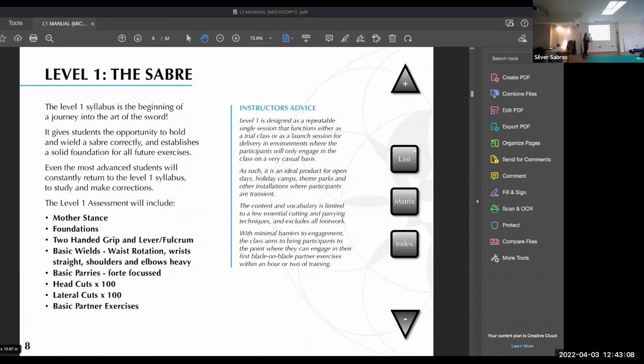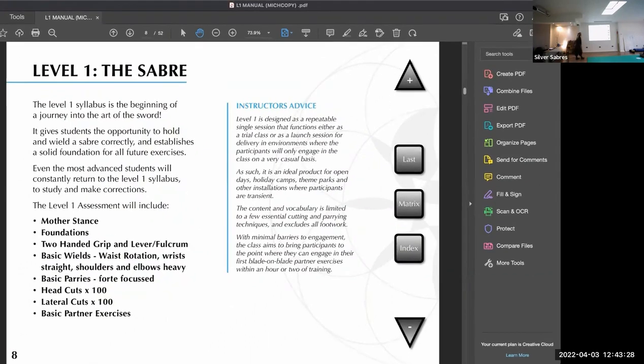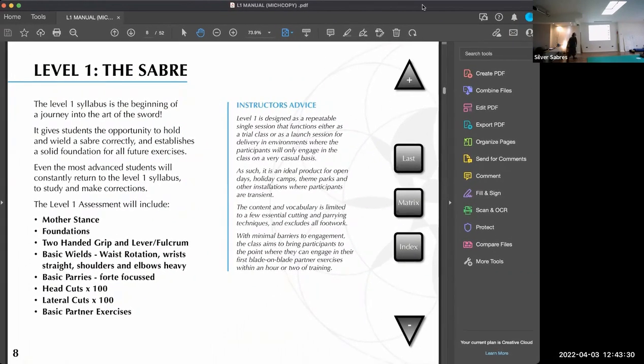A repeatable single lesson that functions either as a trial class or a launch session for delivery in environments where the participants will only engage in the class on a very casual basis. That is all that level 1 is. As such, it's ideal for open days, holiday camps, theme parks, other installations where participants are transient. The content and vocabulary is limited to a few essential cutting and parrying techniques and excludes all footwork. With minimum barriers to engagement, the class aims to bring participants to the point where they can engage in their first blade-on-blade partner exercises within an hour or two of training. And that is, again, assuming that they're capable of doing that.